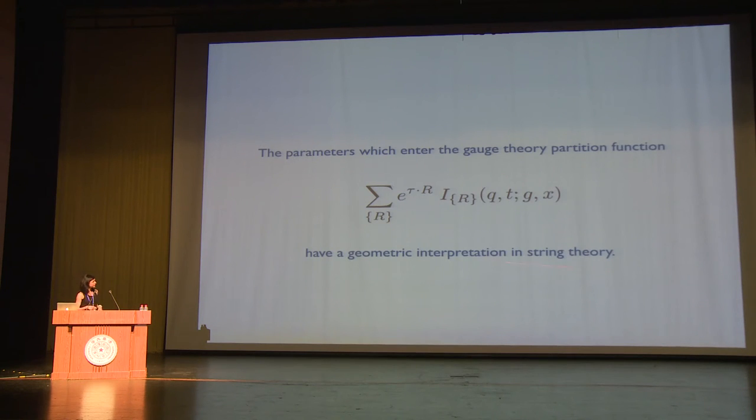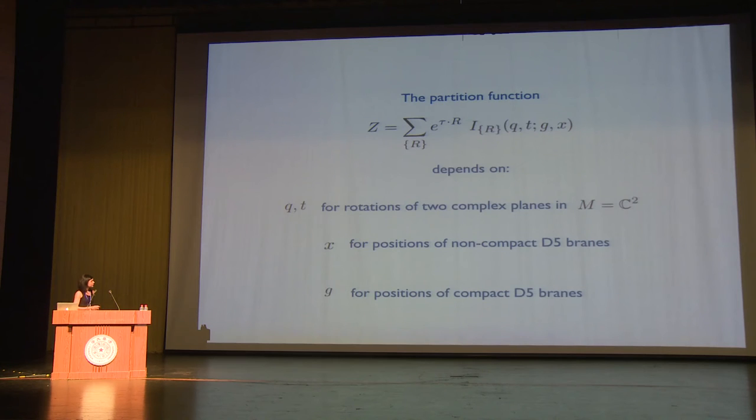Now, the parameters that enter the gauge theory partition function have a meaning in string theory, a geometric meaning. The partition function depends on q and t for the rotation of two complex planes in R4. These are the Omega background parameters. They depend on parameters which I'll call X for positions of non-compact D-brane, the mass parameters, and a for positions of compact D-branes. They're the Coulomb moduli.